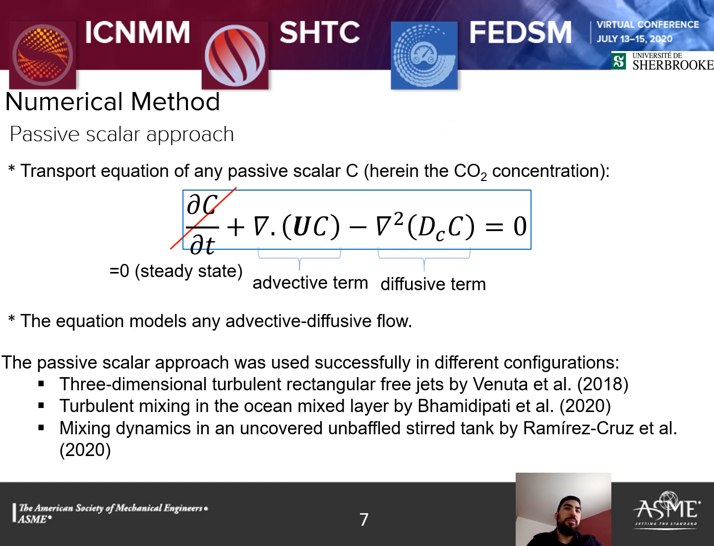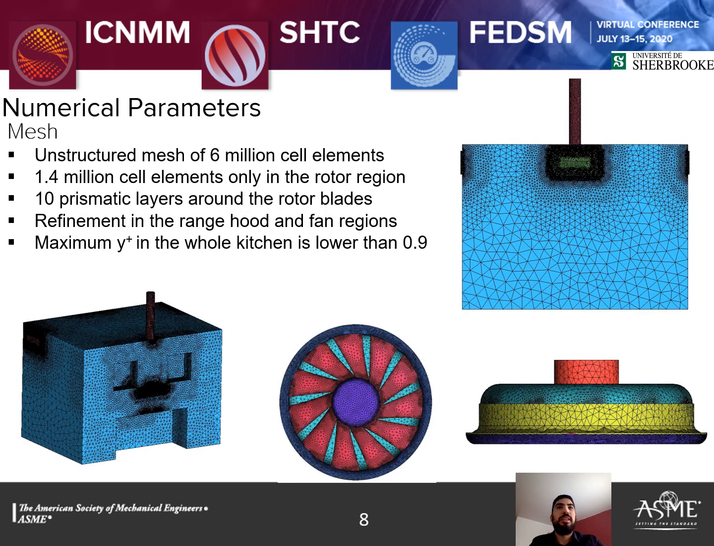So this passive scalar approach was used successfully for different configurations, such as the three-dimensional turbulent rectangular fluid by Venuta et al. And we have also turbulent mixing in the ocean mixing layer by Bamidipati et al. And also mixing dynamics in an uncovered baffled stirred tank by Ramirez Cruz et al. And this approach has also been validated successfully against the experimental results for the CO2 plume of Xing et al. That I'm going to present in the later slides.